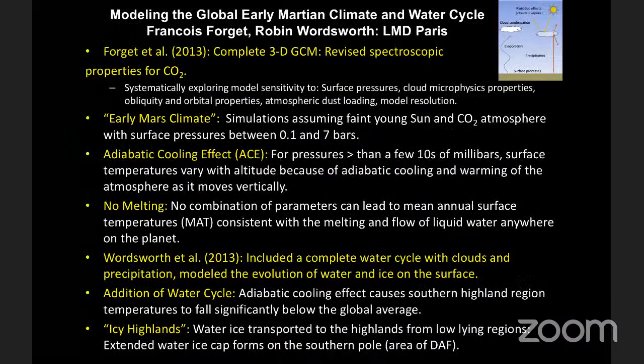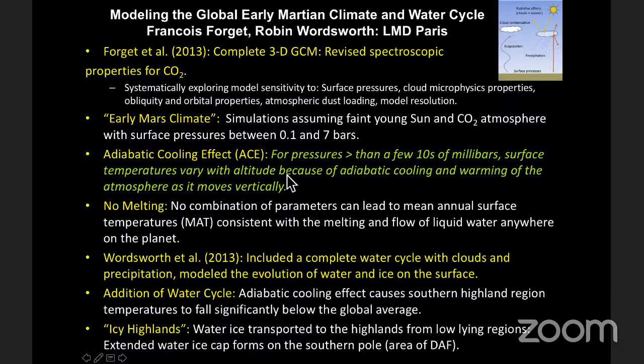Okay, so in 2013, a number of investigators led by Francois Forget and Robin Wordsworth modeled the early Martian climate and a water cycle. And this is really important because this took advantage of a lot of new data on surface pressures, updated cloud microphysics, obliquity and orbital properties, atmospheric dust loading, and model resolution. The Forget et al. paper was really comprehensive. And then Robin Wordsworth added a water cycle to this whole thing once the basic model was developed.